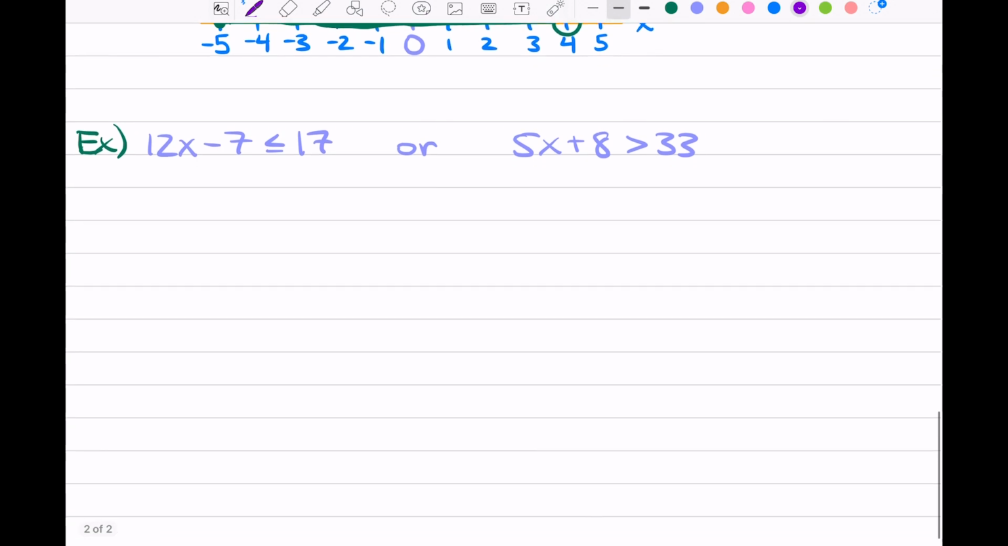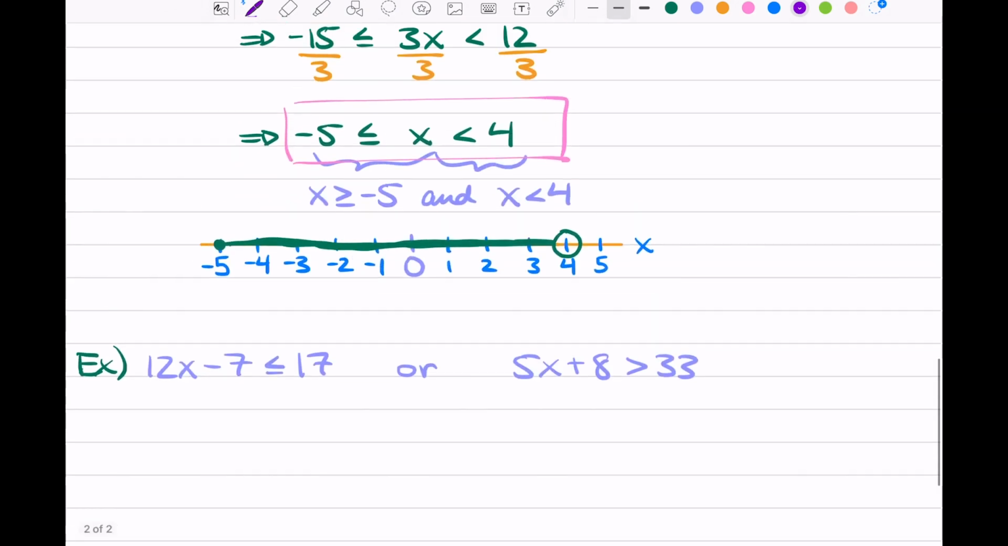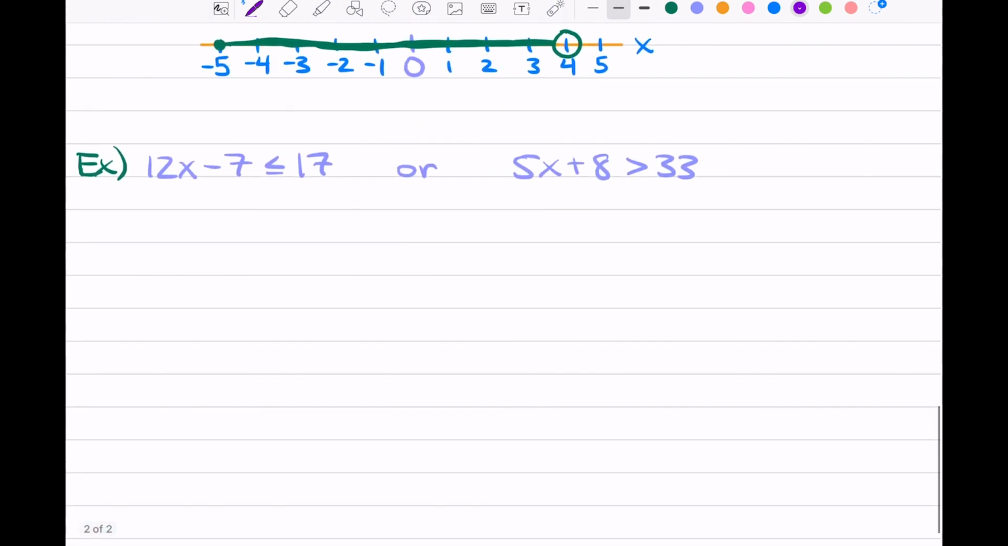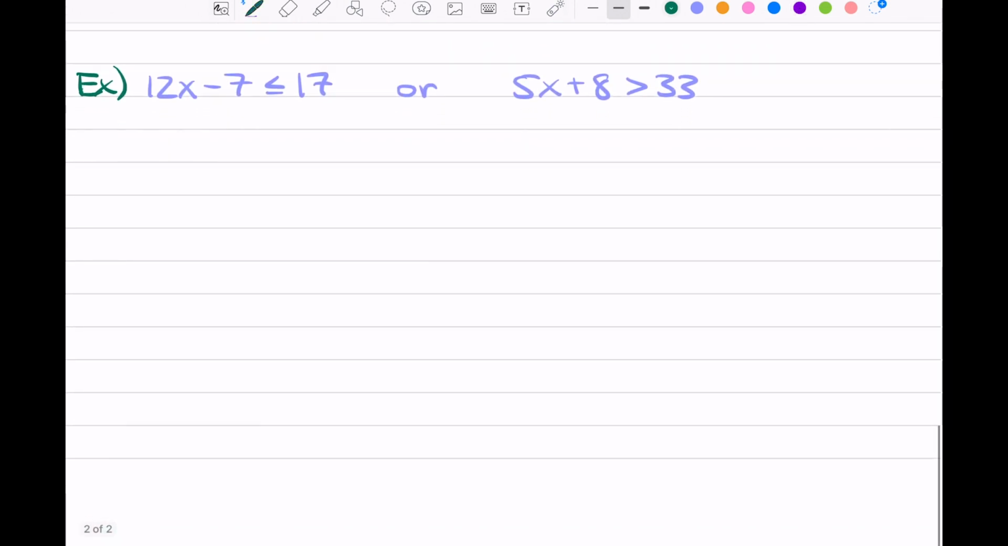All we're doing here is just making it a little more messy. We have 12x minus 7, and we just want to get x by itself. So this looks a little complicated, but all we're doing is we want to remove all the mess and get it back to something simple that looks like this example. All right, so this is 2 inequalities, but they're separate this time, so we can tackle them separately.